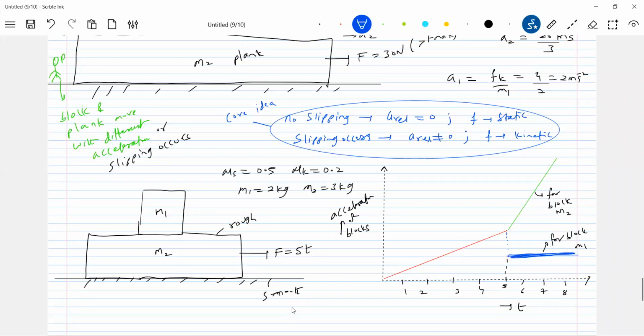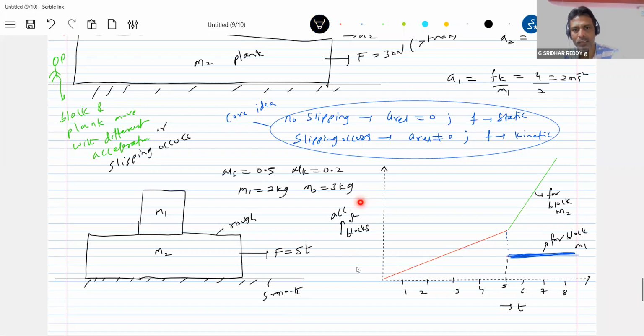Sir, the graph is between relative acceleration and time, no, sir? Not relative acceleration of blocks with respect to time. Look at the thing: it is just acceleration, not relative acceleration. Okay.